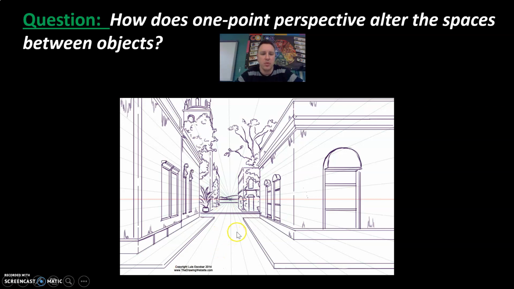Same thing with the road. The road is the same distance. If this were in real life, the road would be the same thickness or same width, whereas here the road gets slimmer, the distance gets shorter, and the distance here gets larger. So again, one-point perspective alters the spaces between objects by making them closer together or making them shorter, whereas with the buildings and objects, they get smaller and smaller, but here everything gets just closer together.